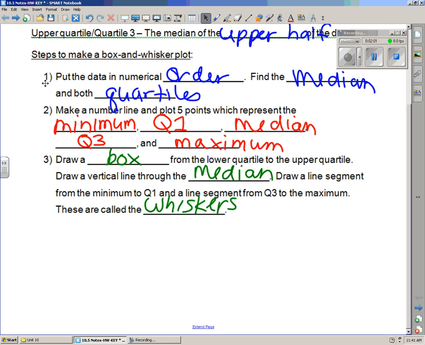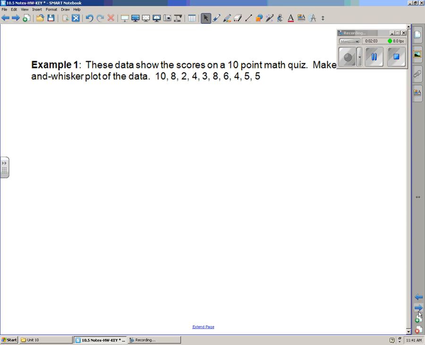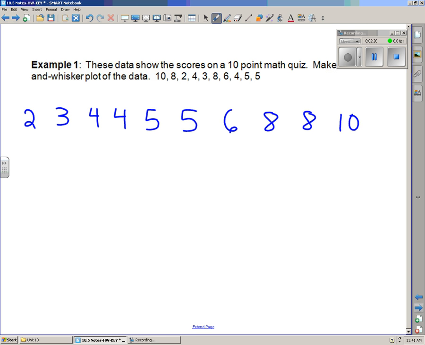So let's take a look at the first example. This data shows the scores in a 10-point math quiz. You want to make a box and whisker plot of the data. The first thing you have to do is put the data in numerical order. So if we write that, we should have a 2, a 3, 2 4s, 2 5s, a 6, 2 8s, and a 10.